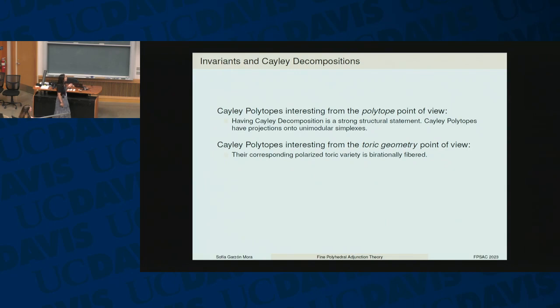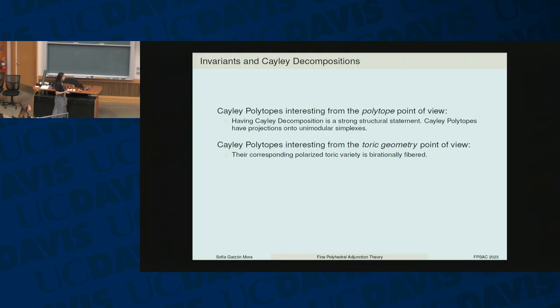And so why will I talk about Cayley polytopes? Well, this is where we will use this invariance. And Cayley polytopes are interesting from the polytope view and from the toric geometry point of view. And from the polytopes, if I tell you something has a Cayley decomposition, this is already a very strong structural statement. And this limits our polytope.